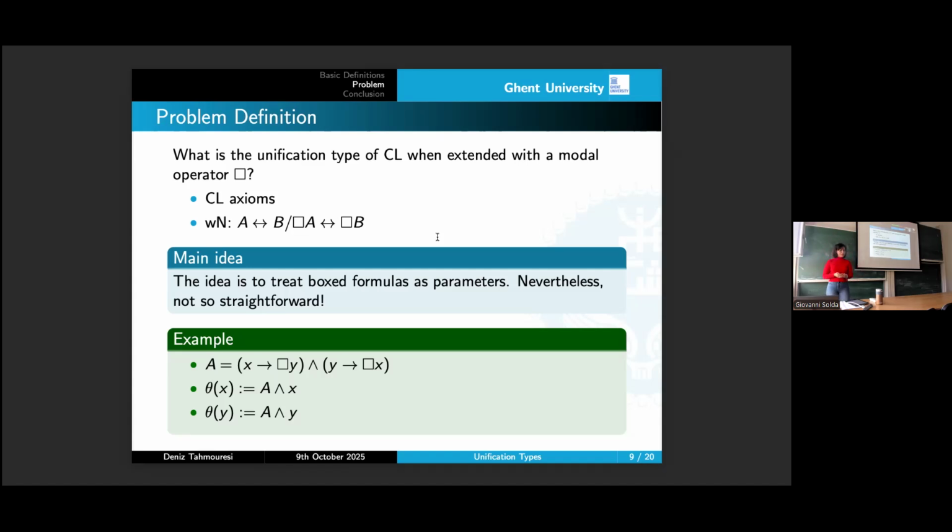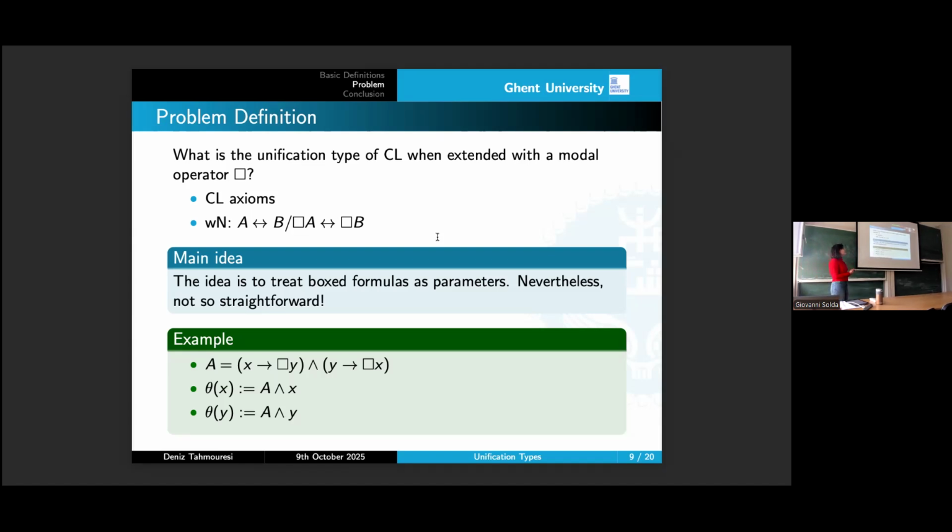And the idea to solve this problem, especially at first, was to map these box formulas to parameters. So it becomes like parametric classical propositional logic, and that would solve the problem. But as we moved forward, we saw that it is not so straightforward, and it needs a lot of work.